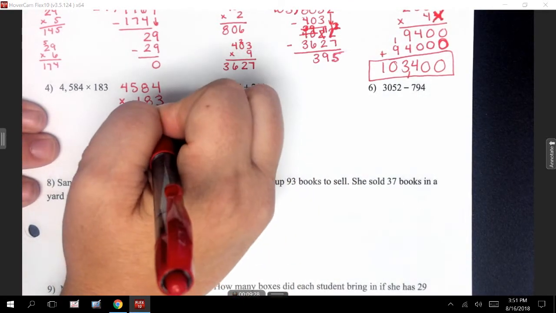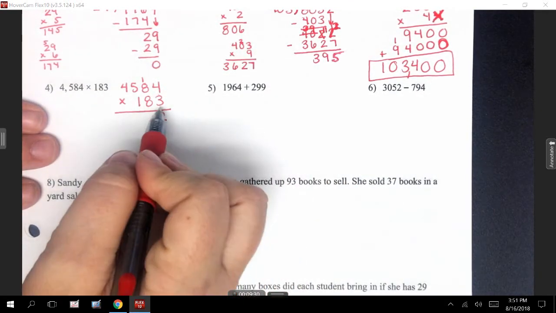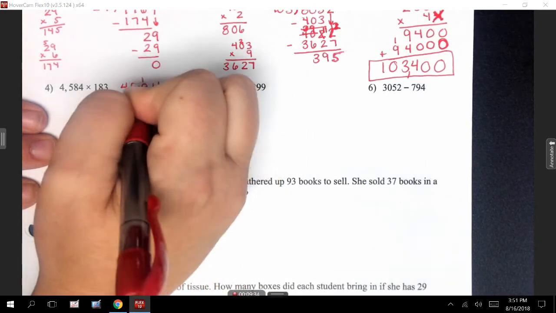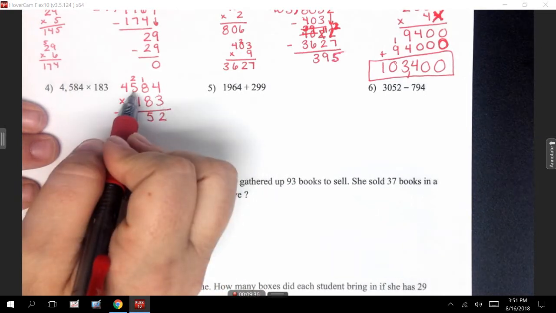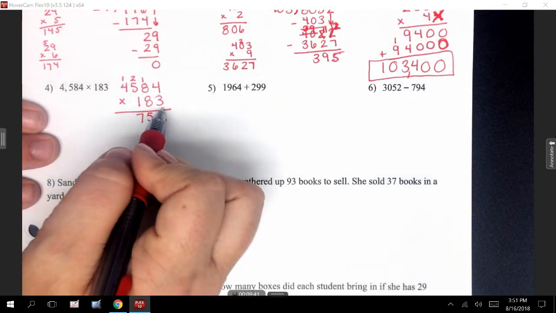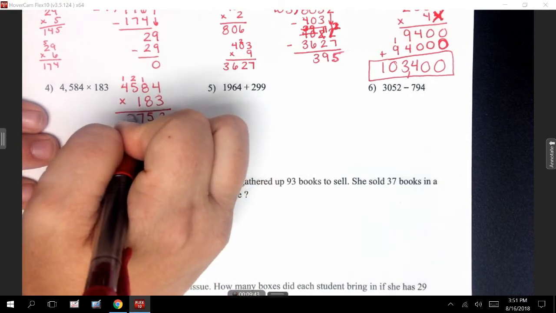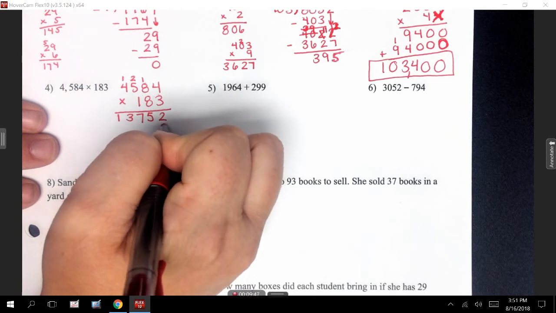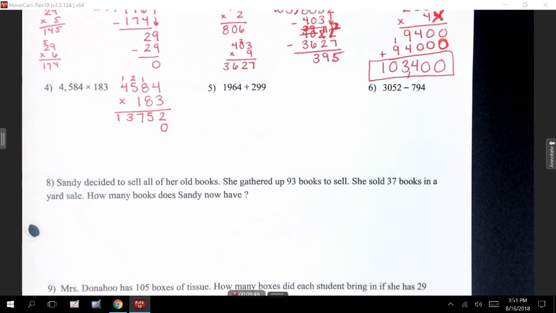3 times 4 is 12. Carry the 1. 3 times 8 is 24, plus the 1 is 25. Carry the 2. 3 times 5 is 15, plus the 2 is 17. Carry the 1. And 3 times 4 is 12, plus the 1 is 13. Guys, please make sure you're double checking me. Make sure I'm not making any careless errors again.